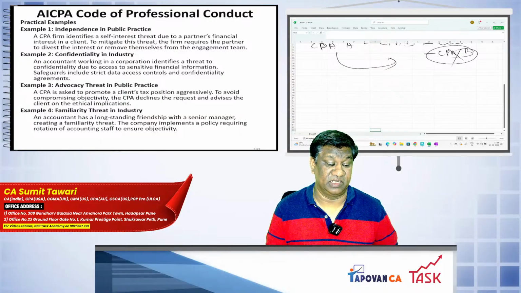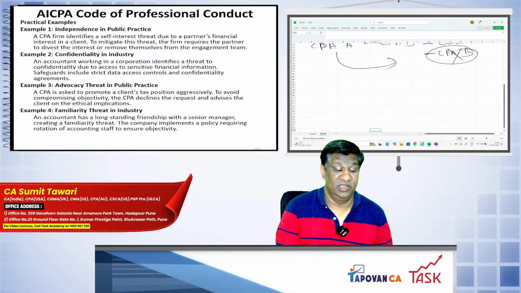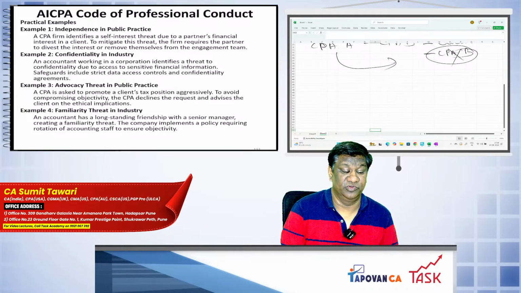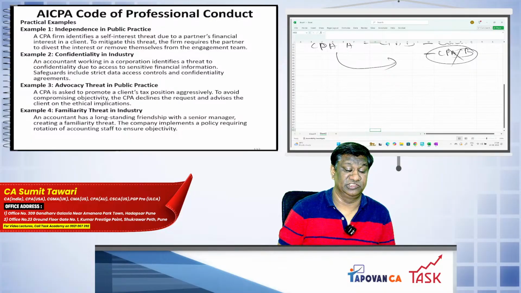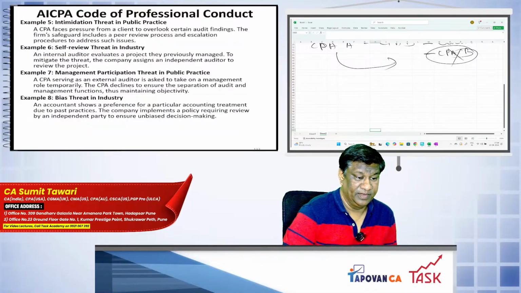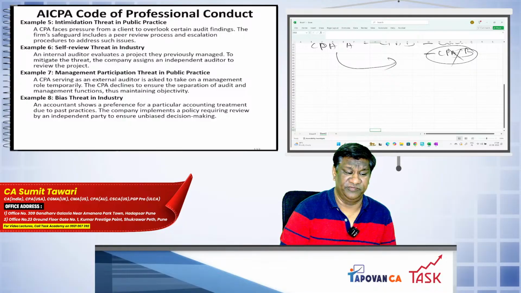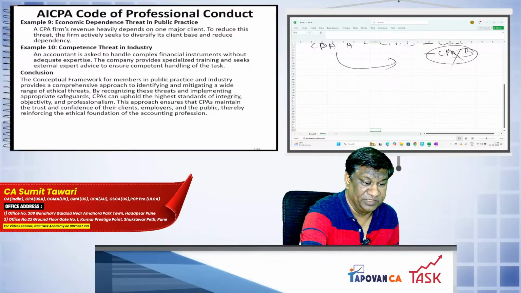Advocacy threat in public practice. A CPA has to promote the client's tax position aggressively. Means you are trying to claim as much refund as possible, so that is also the advocacy threat. And familiarity threat we already discussed. If we have a long-standing relationship with someone in the client organization or with a client, then it is a familiarity threat. Intimidation threat, we already discussed. Self-review threat, management bias threat, competency, economic.